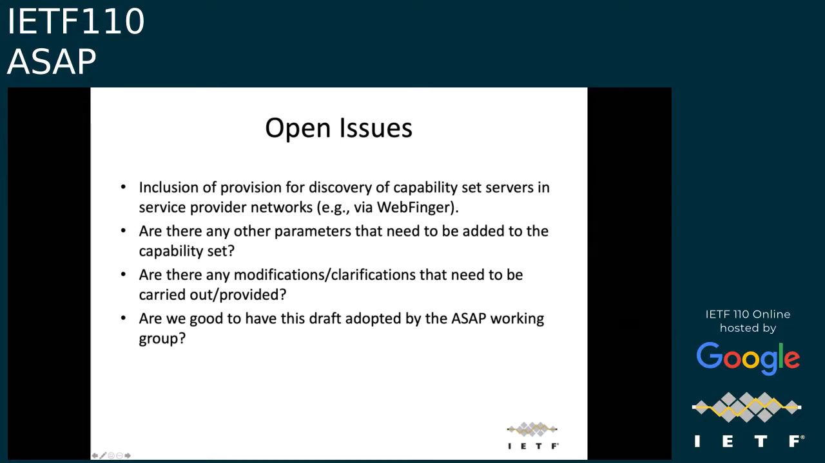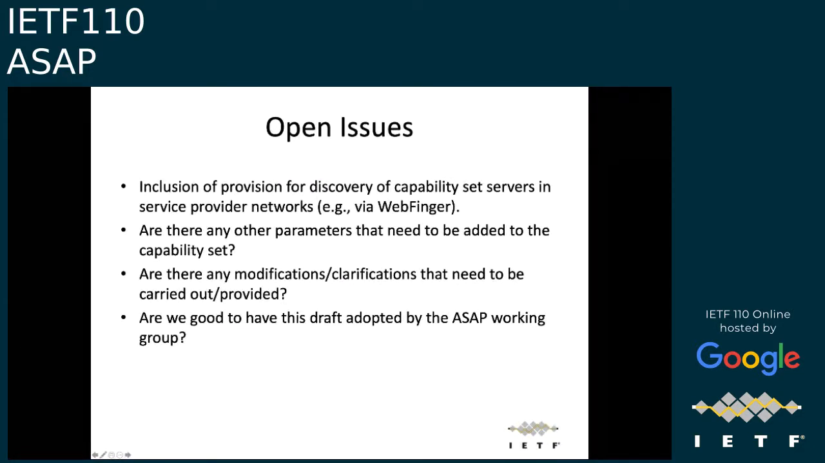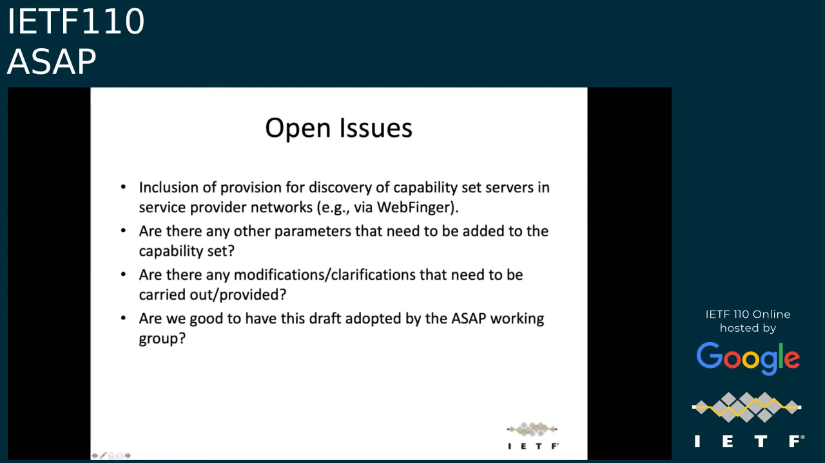Right. So this brings me to the open issues that are yet to be finalized in the draft. One was the XML or the JSON representation for the capability set. Another very important aspect is the discovery of the capability server, which is sitting in the service provider network. We would like this to be an automated process instead of having the administrator configure that on the SBC and point it towards the capability server. For example, WebFinger is one of the frameworks that can be used here for the discovery. And we wanted to ask the larger group if there are any other parameters that need to be added to the capability set, and if there are any modifications that are required in the draft.